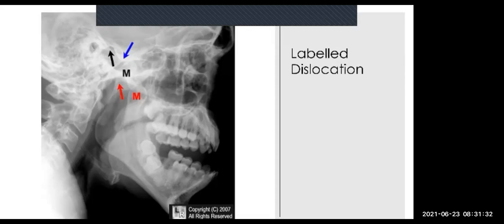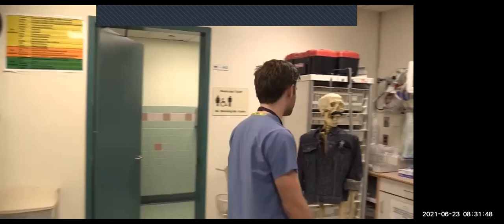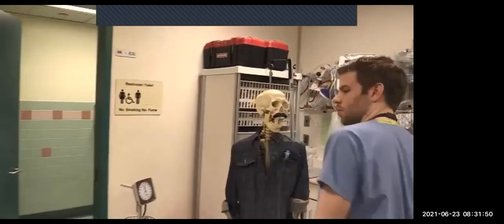There you can see the coronoid there, and there's the other side of the mandibular process. So how do you reduce? So what we're going to discuss first is the most common one that we all know. Let's have a look. Temporomandibular joint dislocation.